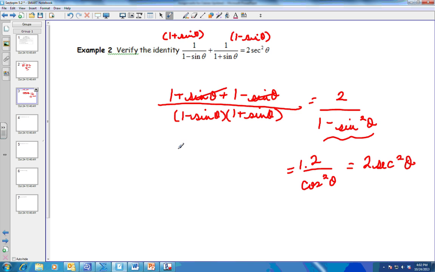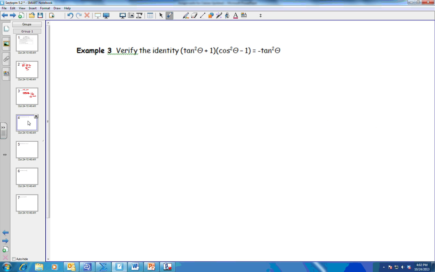Okay, example 3. Verify the identity. Okay, so on this one, there's lots of ways you can do this one. I first noticed that these are probably Pythagorean identities. So looking on your sheet, tangent squared theta plus 1 is the same thing as secant squared theta. Now, cosine squared theta minus 1 is really close to sine squared theta, but my signs are wrong. So if I factor out a negative, it's equal to sine squared theta, and so this is actually equal to negative sine squared theta.